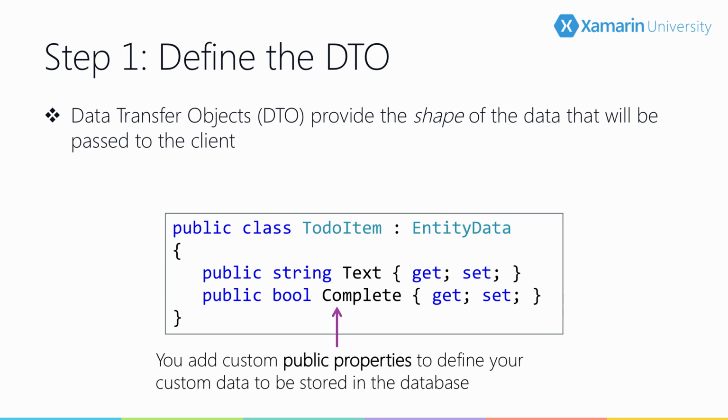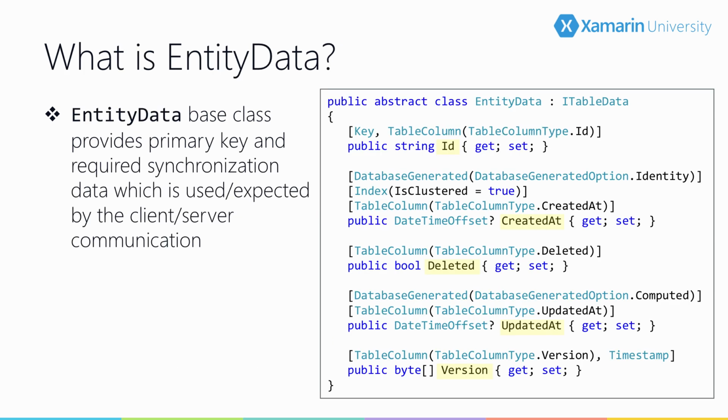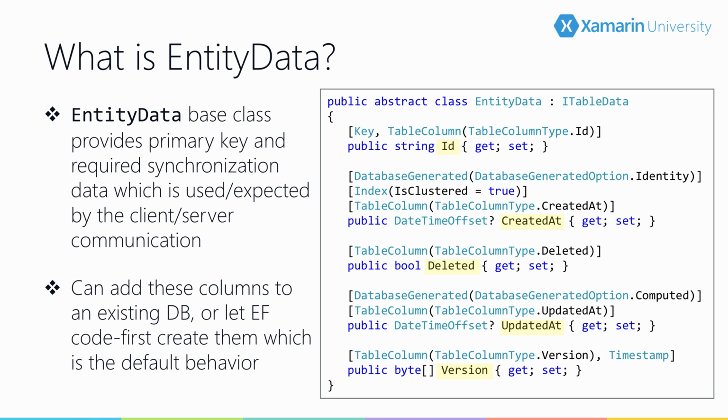The public properties defined on this object are mapped to columns in the associated database table. The base class provides the database requirements, including 5 mandatory columns which are mapped to public properties. There's the ID, which is the primary key, CreatedAt, which is when the record was created, Deleted, which is whether the record has been deleted by the client, UpdatedAt, the last update timestamp, and the Version, which is the current version of this record. We'll look at these 5 columns again when we examine the Node.js approach.